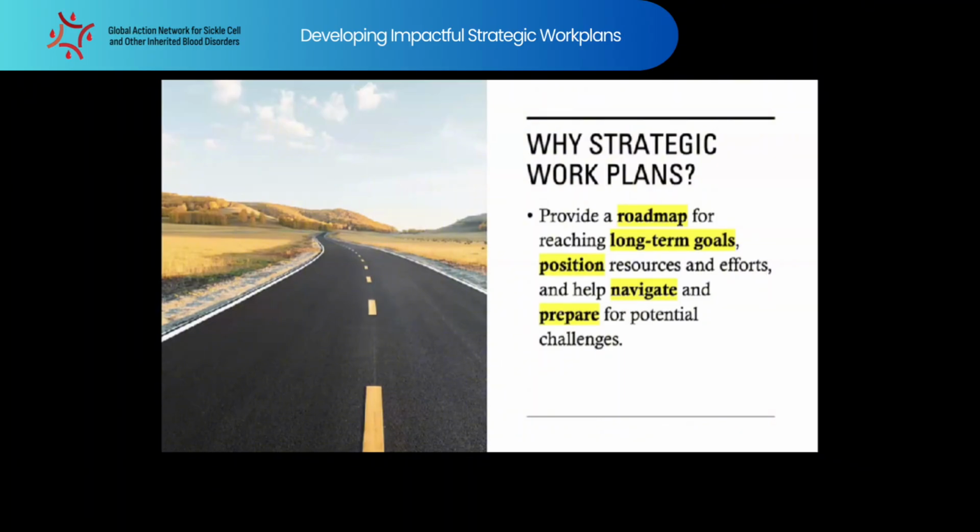And again, long-term goals being those that are feasible, that we've worked with other partners on to see what's possible. They position resources and efforts, again, making sure that anything we want to achieve, we know what's going to take to get there, whether it be our volunteers, our staff, costing of money, individuals, engaging the community, and so forth, and help navigate and prepare for potential challenges. Again, we cannot see into the future. We don't know what the future holds for any of us. We don't know what tomorrow will bring. But the idea is that as we're planning these things, we're trying to see, okay, what are some challenges that we could see happening, and how do we try to prevent those from happening in the first place?